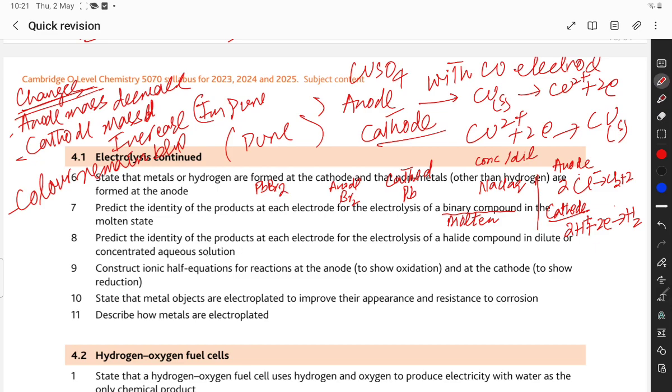Predict the identity of the products at each electrode for the electrolysis of halide compounds in dilute and concentrated aqueous solution. In dilute solution, OH⁻ ions are discharged at the anode: the anode reaction is 4OH⁻ to form 2H2O plus O2 plus 4 electrons. But in the case of a concentrated aqueous solution of halide ions, these are the halide compounds. In dilute solution, the anode product is this and the cathode product is again hydrogen.